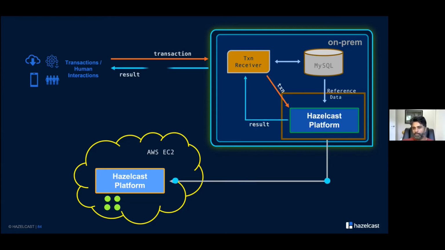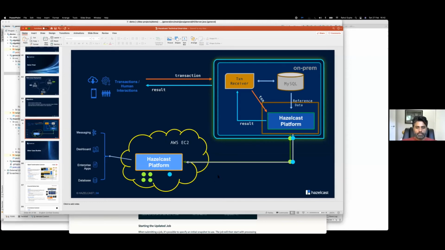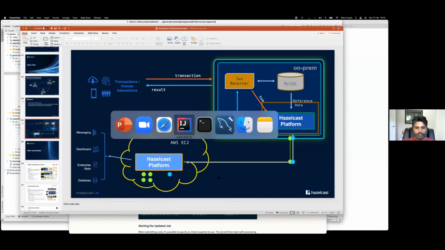And the result is produced and sent back to the receiver, which sends the result all the way to the original source of the transaction. And it also publishes the result onto the cluster running on AWS EC2. There, you can use that data for further use, for displaying on dashboards, create reports, or storing in database and whatnot. So now the real deal.